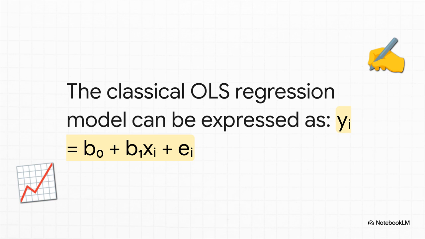Now b0, that's our intercept. Its job is to tell us where the line crosses the vertical y-axis. And b1 is our slope. It controls how steep the line is. The whole game is to find the perfect numbers for b0 and b1. And that little e at the end, that's the error. It's just the leftover bit, the distance from an actual data point to the line we've drawn.